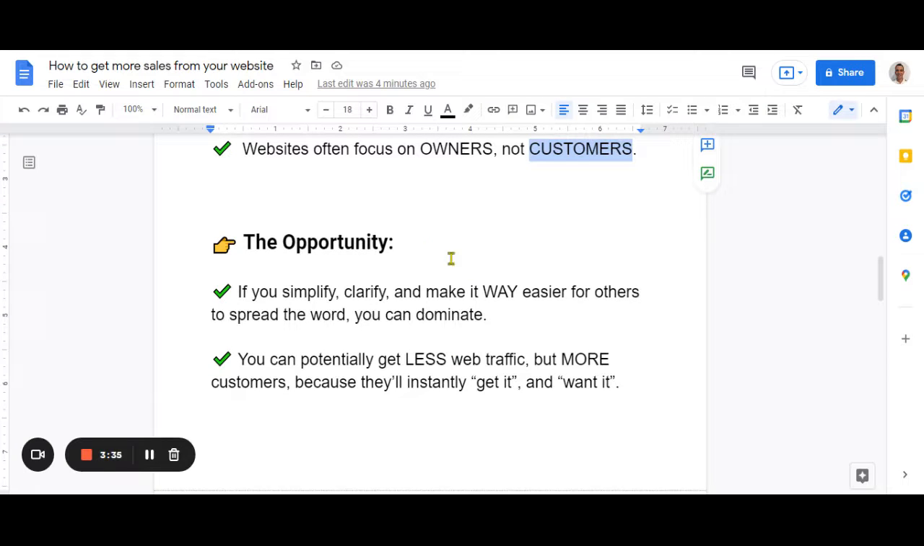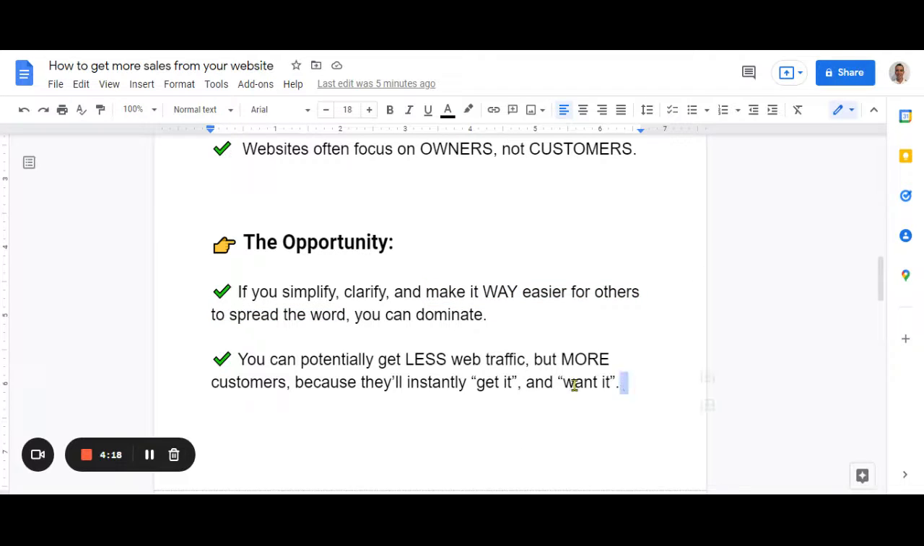So the opportunity is that if you simplify, clarify, and this one's really important, make it way easier for people to spread the word about your business, you can dominate. Now, I've got more detail below, but just think of those 3 things. Simplify and clarify so that people can tell other people about your business, because that's better than anything digital. If you can help people use word of mouth, your business will win. So if your business message is easy to understand and your website is really easy to understand, people will help you grow your business.